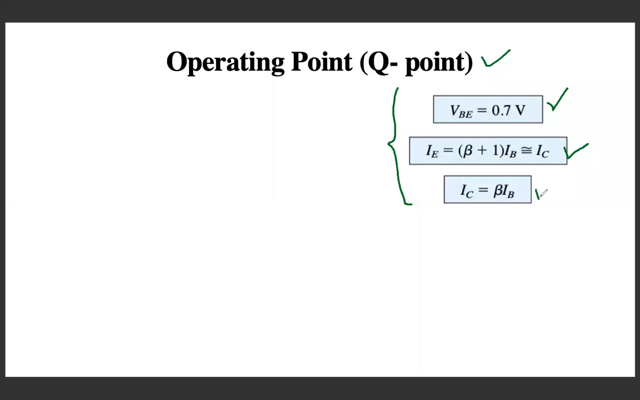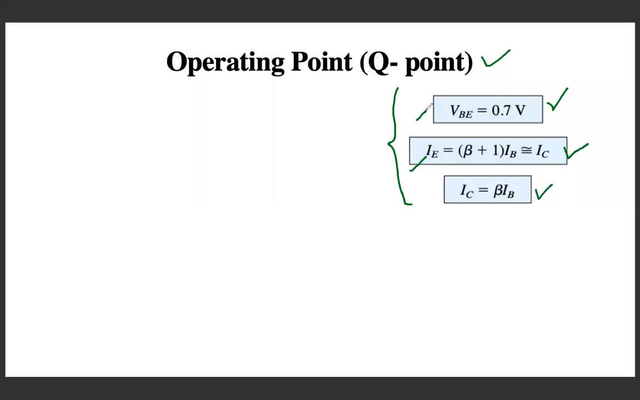And the relationship between collector and base current IB. So IC is equal to beta times IB. Beta times IB plus IB will be IE, that is beta plus 1 times IB. That will be our emitter current. Base to emitter voltage we will keep 0.7 volt.